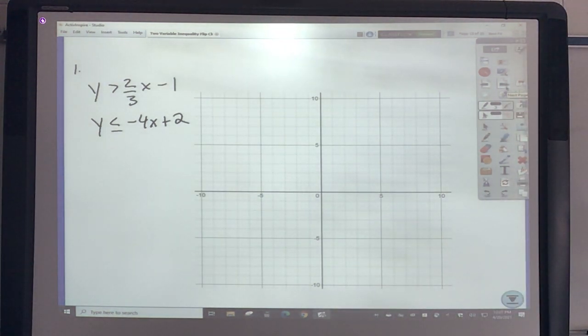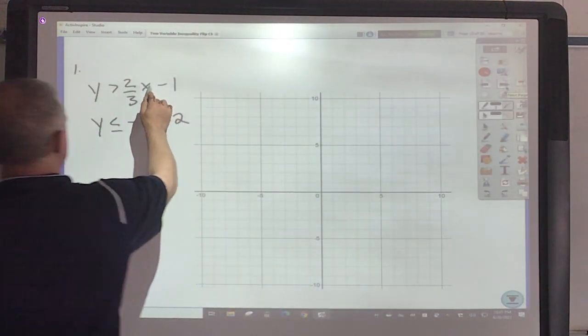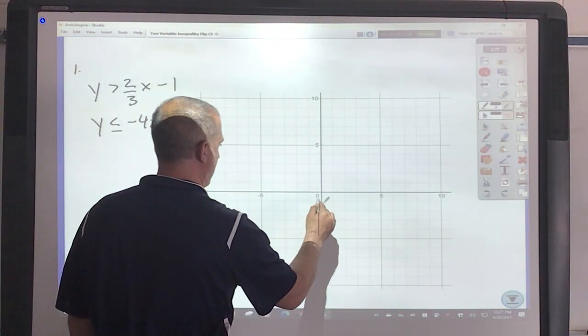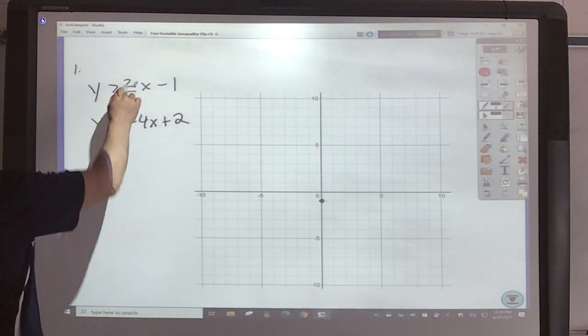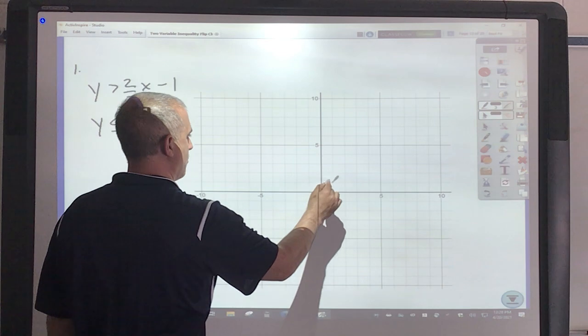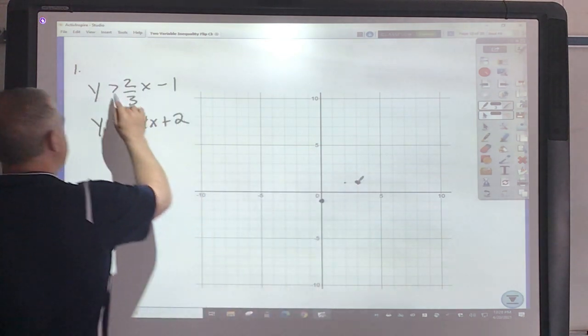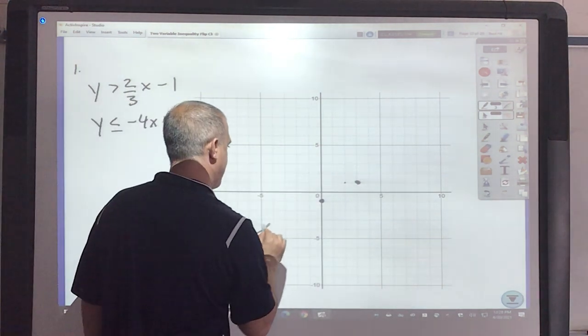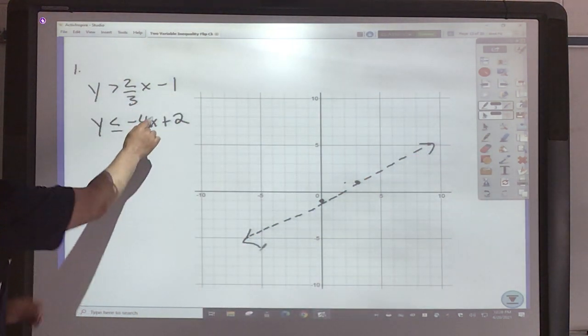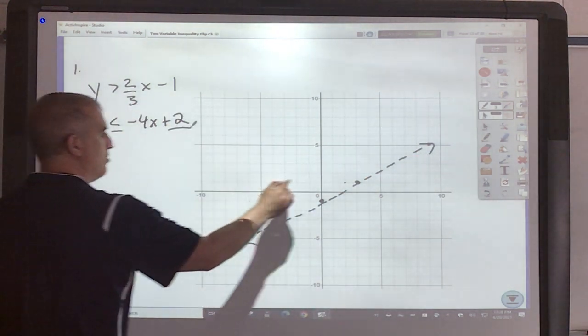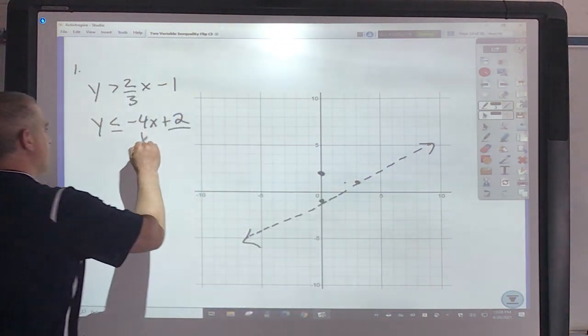Okay. These are basically what you're going to do is graph both lines. Okay, so I got to graph this one. That's going to be at -1. Okay. All right, I'm going to go up 2, 1, 2, 1, 2, and 3. Okay, since I have this kind, I would have a dashed line through it. Okay, this one I would start at 2, and this is -4, 1.